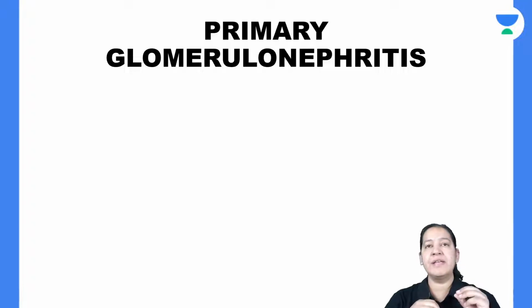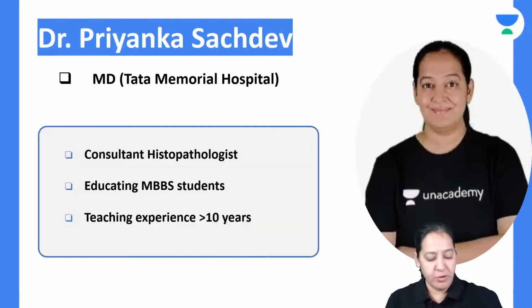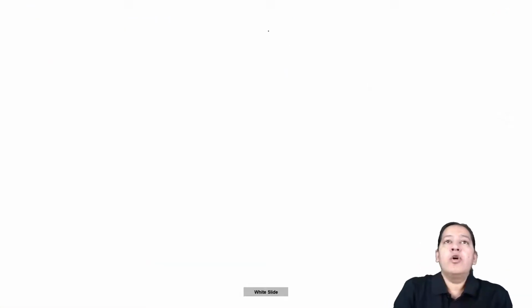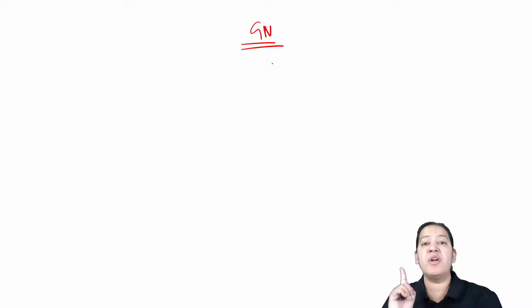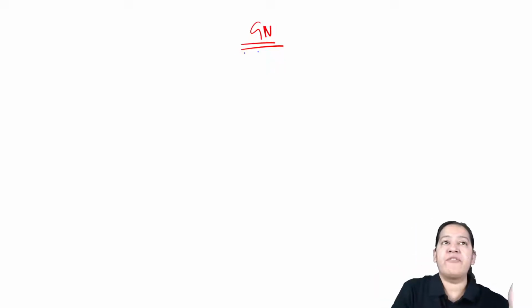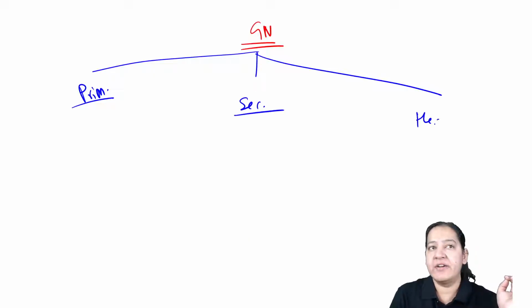Now, we classify glomerulonephritis into three categories. What are the three categories of glomerulonephritis? Okay, let me tell you. Glomerulonephritis is a disease in which the glomerulus is inflamed. That is, inflammation of the glomerulus is known as glomerulonephritis. Right? Now, glomerulonephritis are of three types. What are the three types? They are primary, secondary, and hereditary. Now you can understand the difference between them.